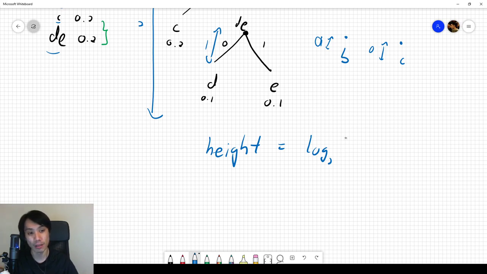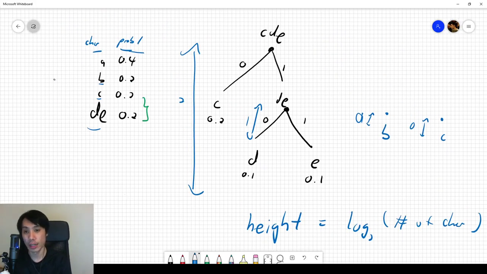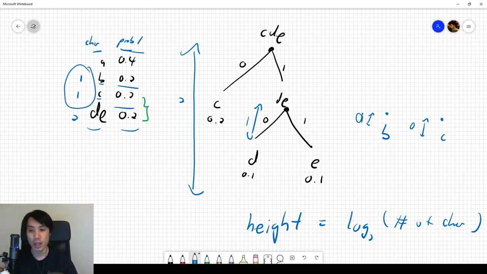Or the number of characters, right? So which is why we can just use the length. Length of B is 1, length of C is 1, length of E is 2. So it will be 1, 1, 2. So if I were to merge and all have the same 0.2, I will choose the 2 smallest ones here, right? So you will make use of the length. There's no need to calculate the height.